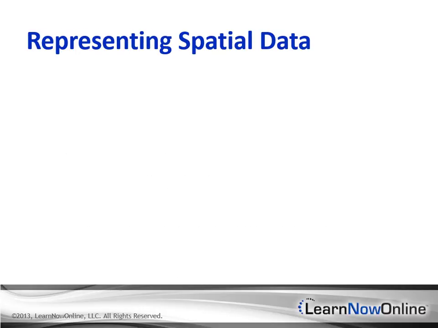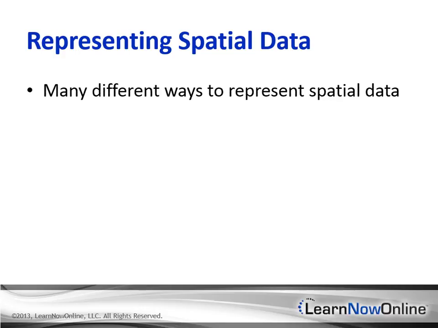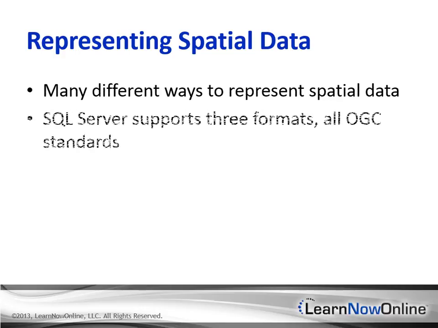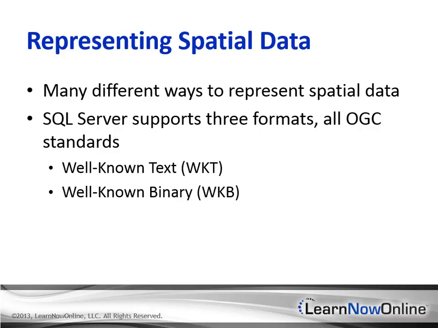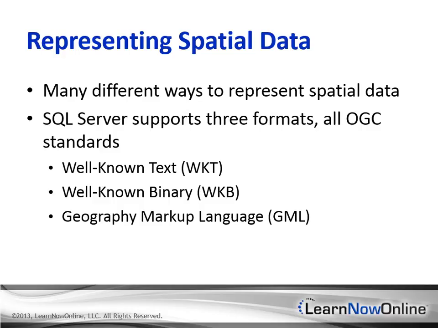In the world of spatial data and map making, there are a whole bunch of different ways to represent spatial data. And SQL Server supports 3 data formats for the shapes that it supports, all of which are standards of the Open Geospatial Consortium. One is well-known text, or WKT. Another is well-known binary, WKB. And the other is Geography Markup Language, or GML. As you can imagine, well-known text is text-based, and I'll be mostly using that within this course. And then well-known binary is a more compact, efficient format, but it's binary, so it's a little bit harder to work with directly. And then the Geography Markup Language is just XML.